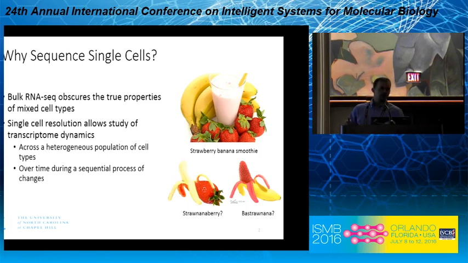So if you do that sort of experiment and try to make any conclusions about the constituent components of the mixture of cells that you're assaying, you may come to some incorrect conclusions about what makes up the mixture. So single-cell transcriptomics allows us to study transcriptome dynamics across a heterogeneous population of cells. And using this sort of assay, we can identify cell types within a heterogeneous mixture, and we can also study how cells change during a sequential process.